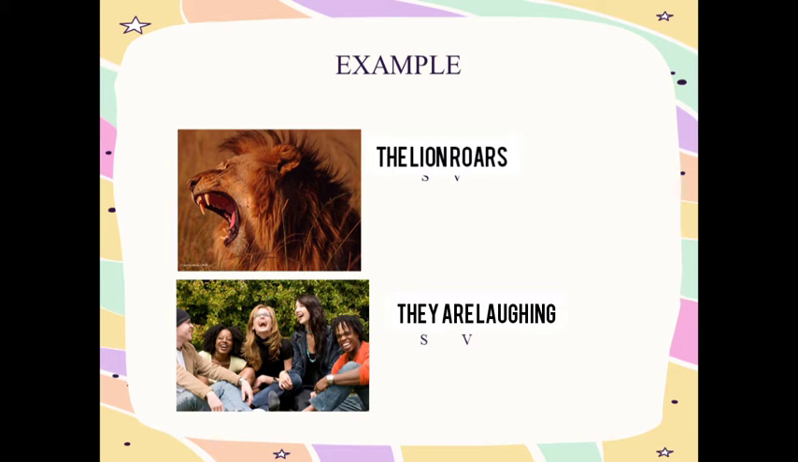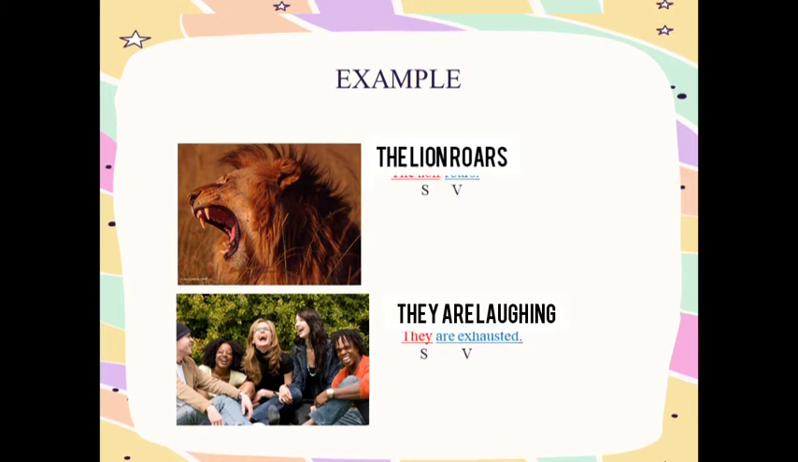For example, the lion roars. The lion is a subject while roars is a verb. The second one is they are laughing. They is a subject and are laughing is a verb.